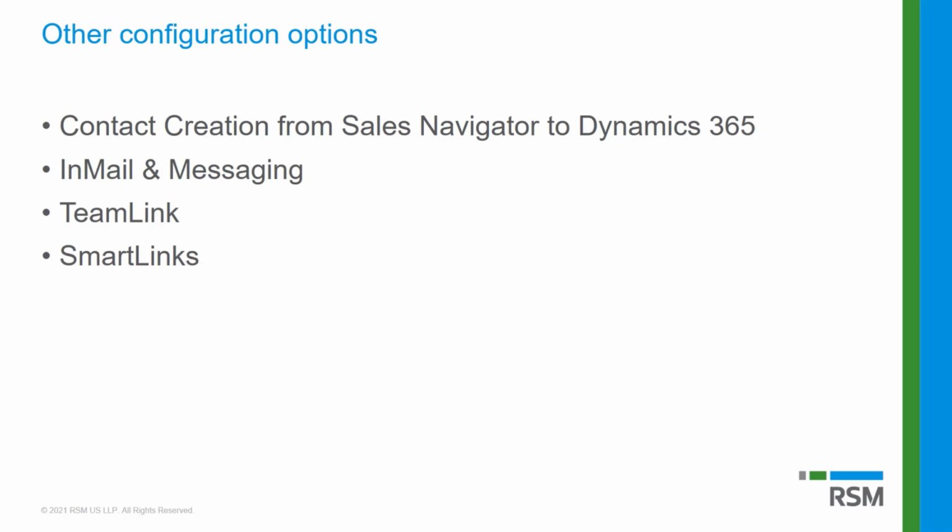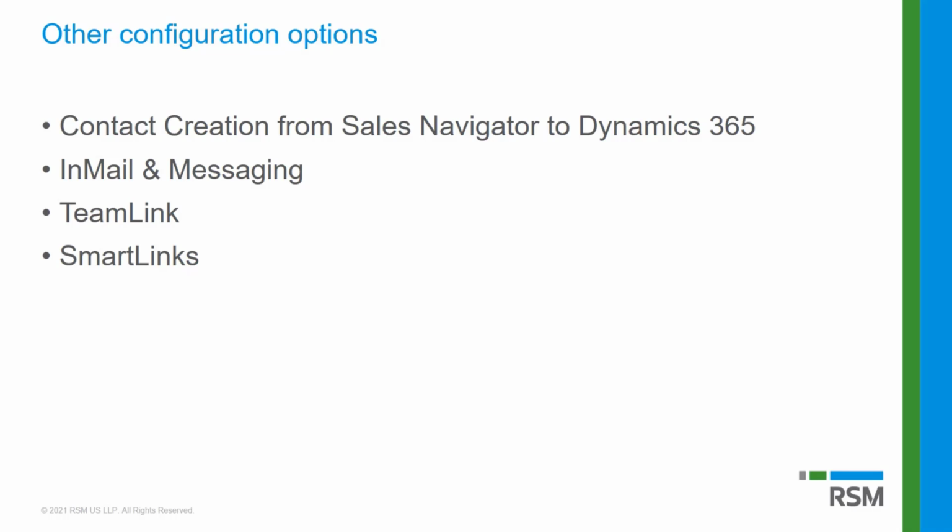And then we have some additional configuration options. I already talked about this shortly, and I'll get into a little bit more detail. We can create contacts or leads from Sales Navigator to Dynamics 365. We also have InMail and messaging. So if you're sending a message from LinkedIn Sales Navigator to someone, do you want to also track that InMail or that message in Dynamics 365? You can turn that on.